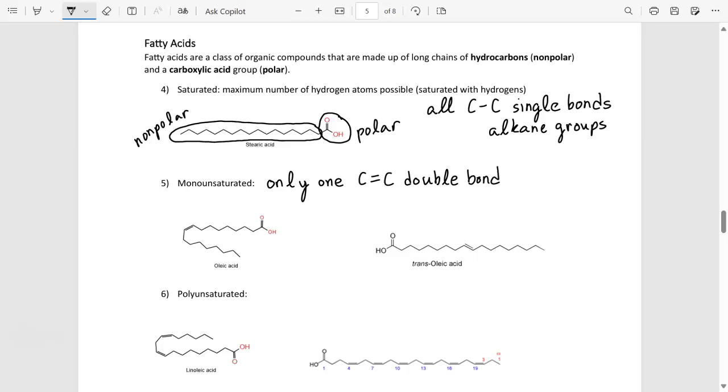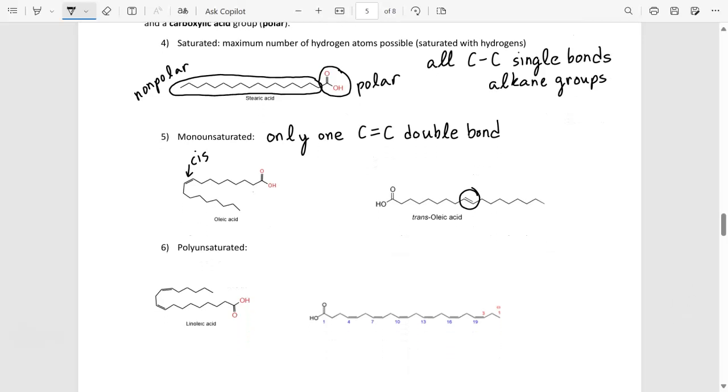Okay, so we've got two examples here. Technically, this is what we call a cis isomer. And then we have an example here with what we call a trans isomer. And we'll learn about that in the isomer section. Okay, but anytime that you have just one carbon-carbon double bond in the hydrocarbon chain, that's going to be monounsaturated.